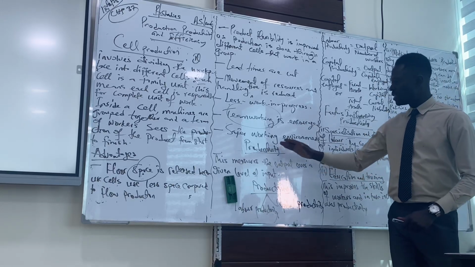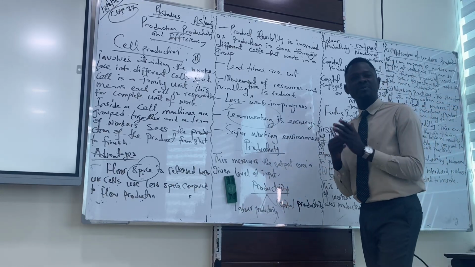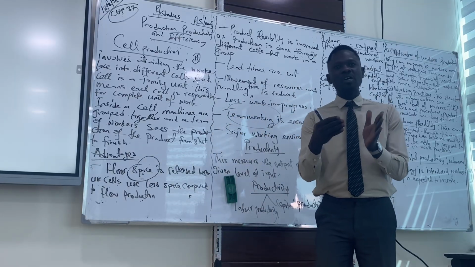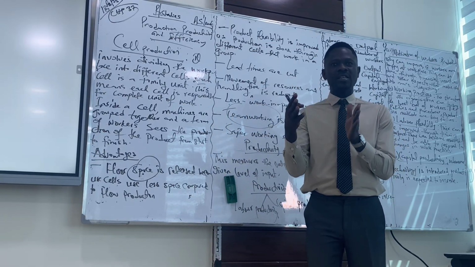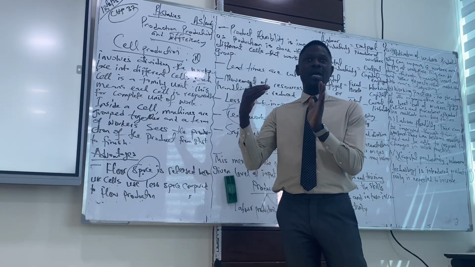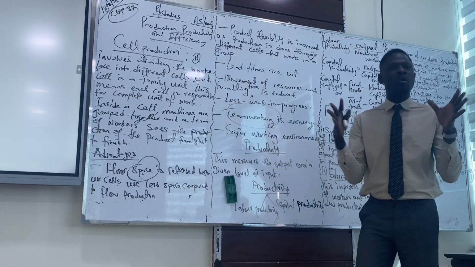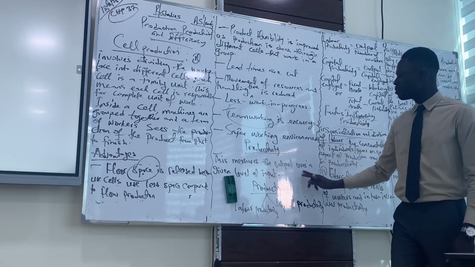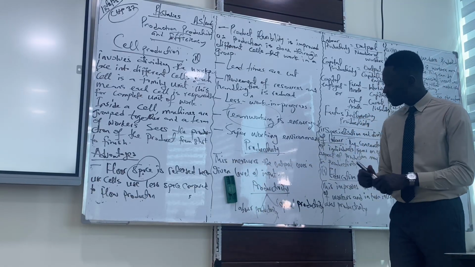So we go on to productivity. And when we talk about productivity, productivity simply means output per input. That means the number of output that we are able to put together when we combine different inputs. So here, productivity measures the output over a given level of inputs.